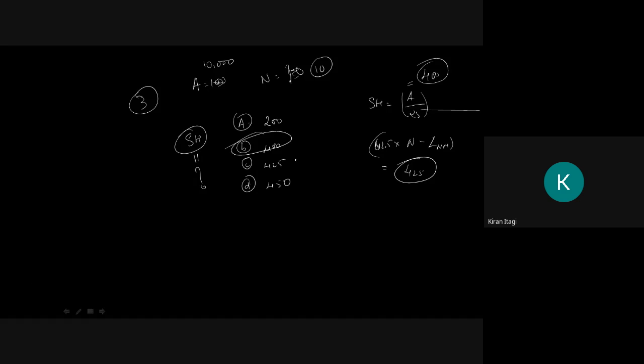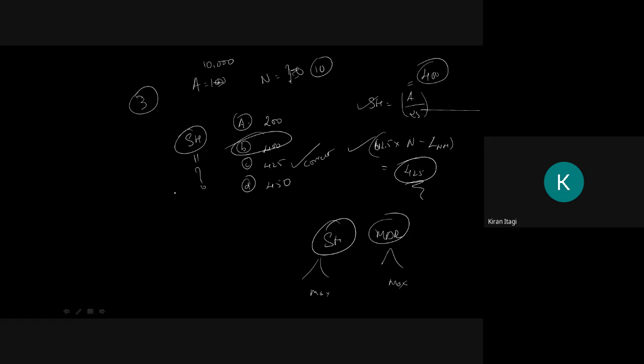So what you have to do, if he is asking for the length of the state highway or major district road, you have to use both the formulas and you have to take the maximum one. So here the maximum is 425, therefore this will be the correct answer. Remember like this.